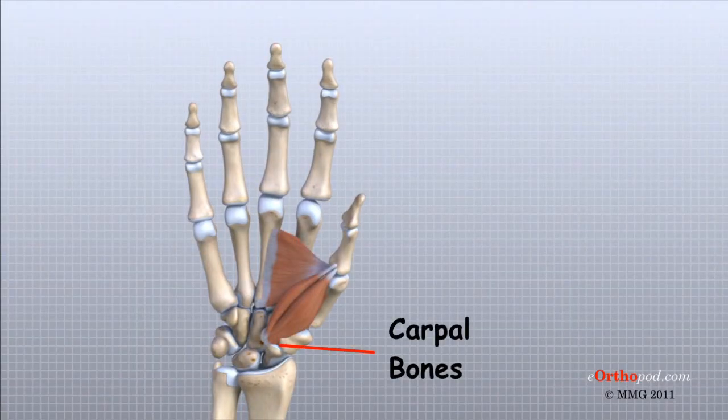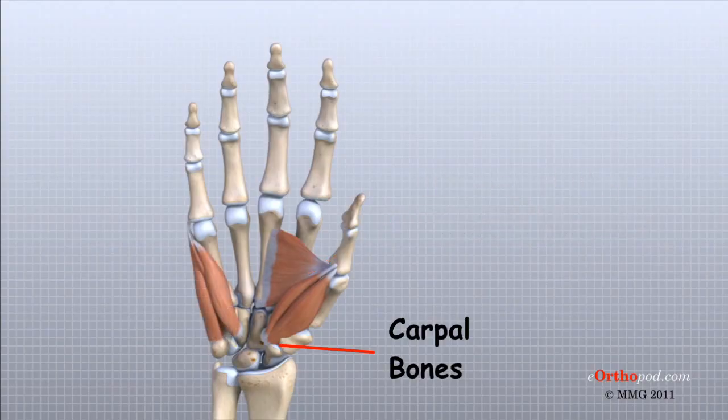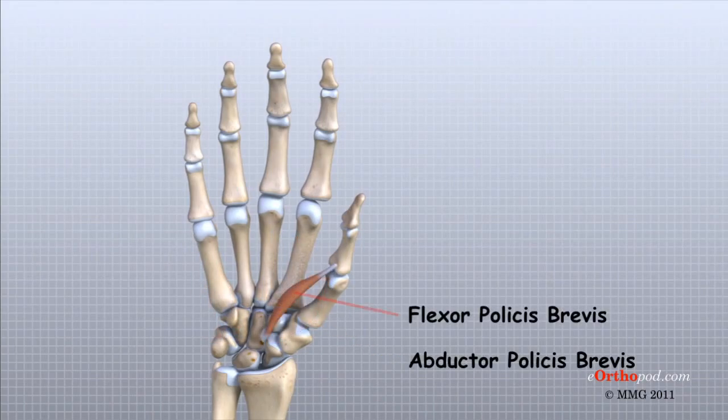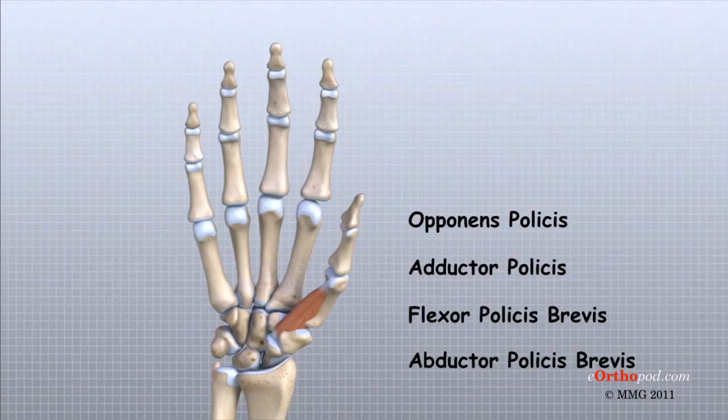The bulge of muscle at the base of the thumb in the palm is called the thenar eminence. The bulge of muscle at the base of the little finger is called the hypothenar eminence. 4 muscles make up the thenar eminence: the abductor pollicis brevis, flexor pollicis brevis, adductor pollicis, and opponens pollicis. Pollicis is the Latin term for thumb. Each of these muscles begins at the wrist, and each has a tendon that attaches to a different location on the base of the proximal phalanx of the thumb.